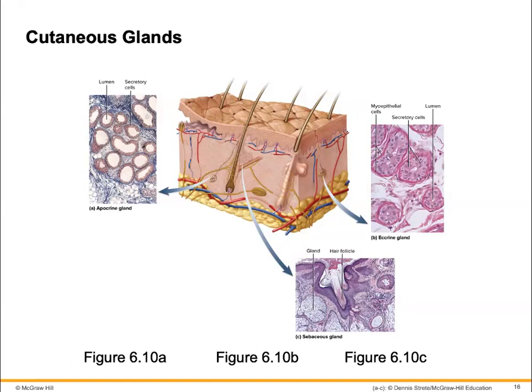So apocrine are the stinky ones, the eccrine are the ones that are all over our body, and they both function in producing perspiration. The sebaceous glands typically are close to a hair follicle, and they produce sebum, which is an oily secretion. The function of the oil is actually to keep the skin and hair from becoming dry and brittle and cracked.